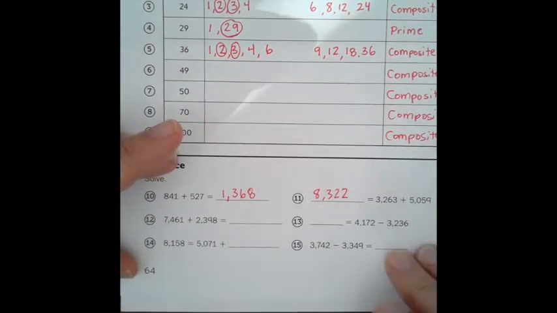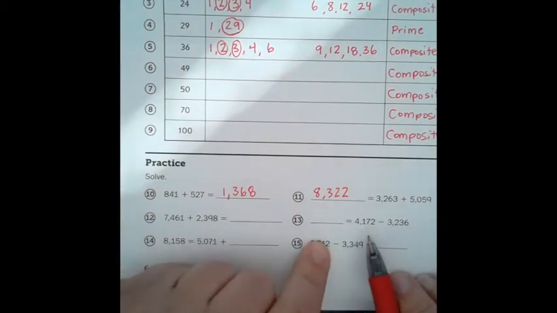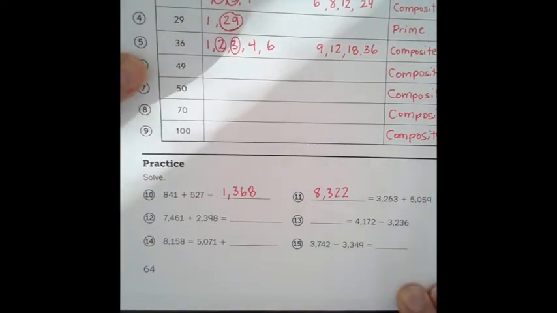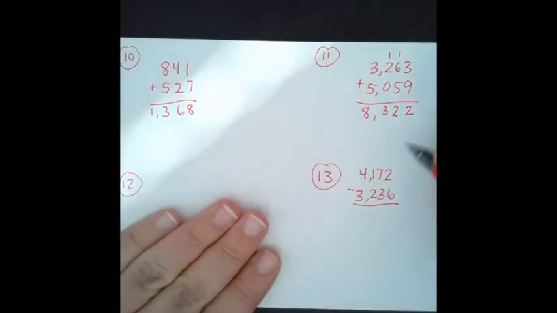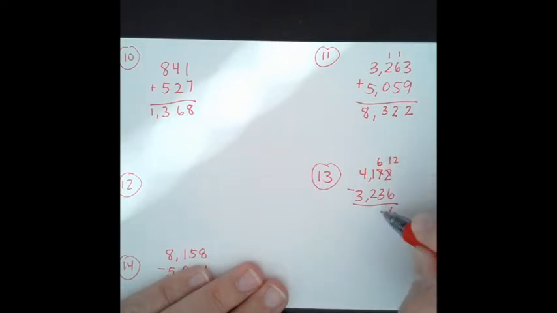I'm going to let you do 12 on your own. It's another adding problem. I do want to go through some subtraction with you. Number 13 is asking what equals 4,172 take away 3,236. So again, I stacked my numbers. 2 take away 6, you are not able to do that, so you've got to do some trading. So we're going to trade 1 ten, make it a 6, into 10 ones. That now becomes 12 because we already had 2 ones there. 12 take away 6 is 6. 6 take away 3 in our tens place, we can do that without having to trade. So that would be 3.